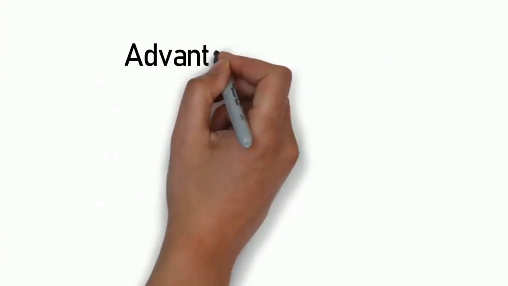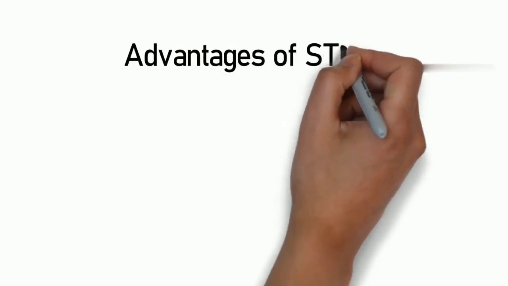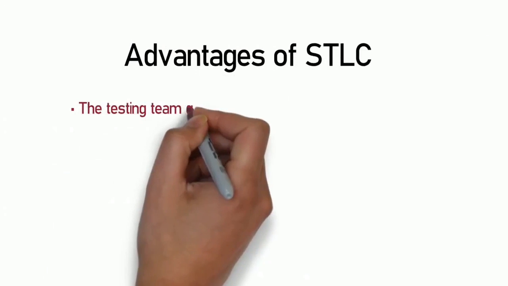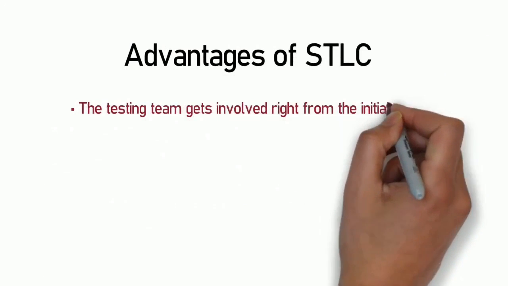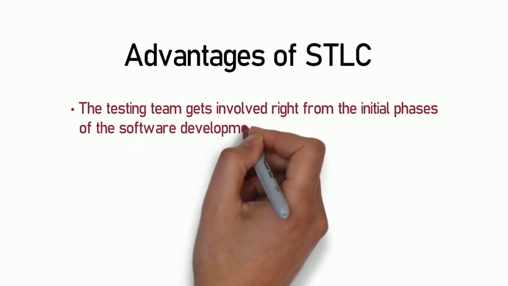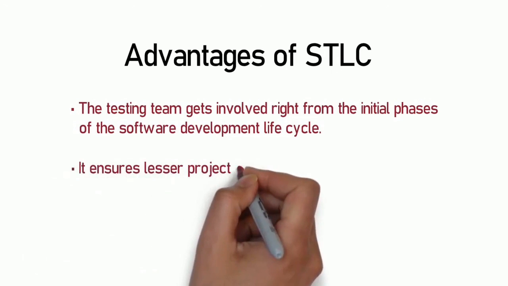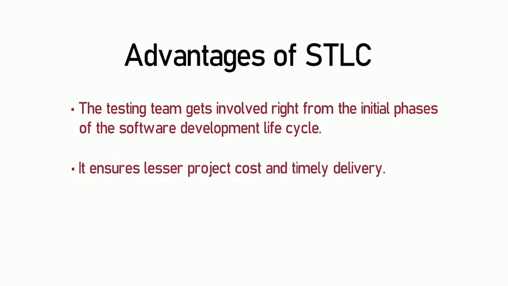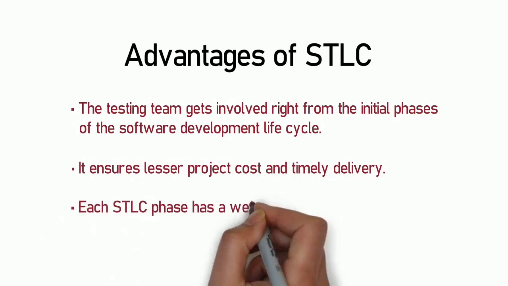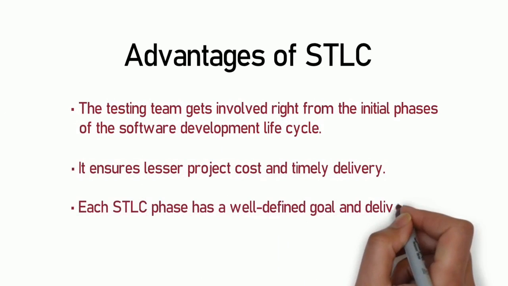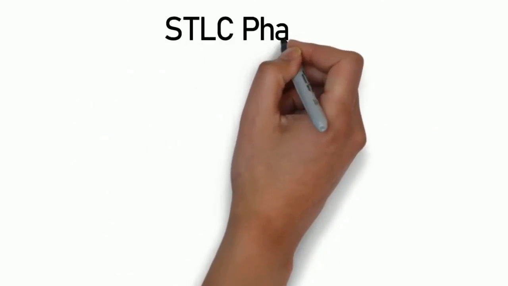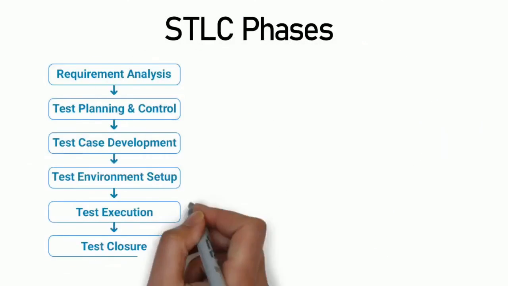Now we'll see what the advantages of the software testing lifecycle are. Because of the software testing lifecycle, the testing team gets involved right from the initial phase of the software development process. Also, it ensures lesser project costs and timely delivery. This also helps in a better understanding of the application, which results in overall better testing. Let's now move to the different software testing lifecycle phases.